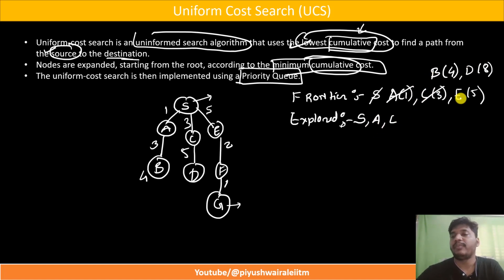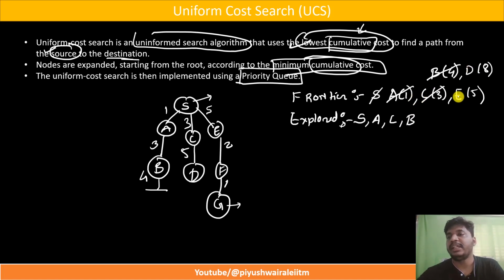Now in the queue, I have E, B, and D. So which one is having the lowest cumulative cost? B. So I'm exploring B, whether B is my goal state or not. B is not my goal state, right? So I have already explored this B. But do we have any other node to explore after B? No. So here we have reached the dead end. So we'll remove B from the frontier and we don't need to add any node because we don't have any other node after B, right?